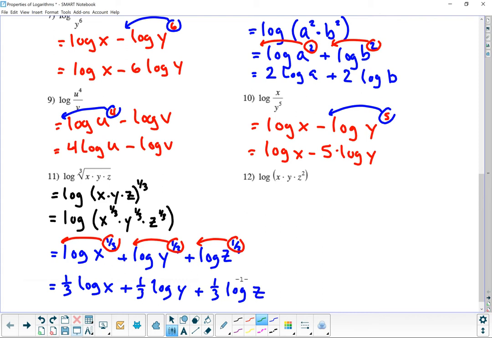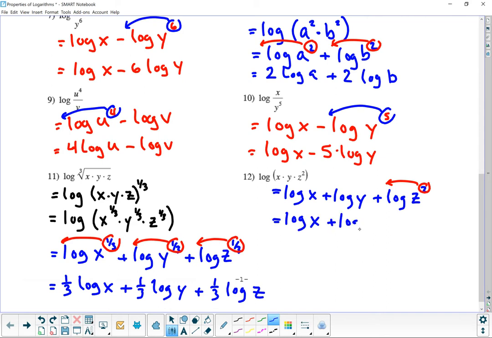Okay, same thing as the last one, except not as difficult. This is going to be log, and this one's actually pretty straightforward. x plus log y plus log z squared. And in this case, we notice that only the last term has this power, which means we can bring it to the front. So our final answer, log x plus log y plus 2 times log z.